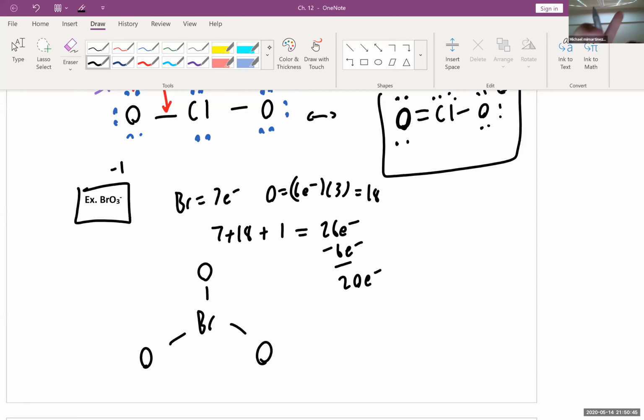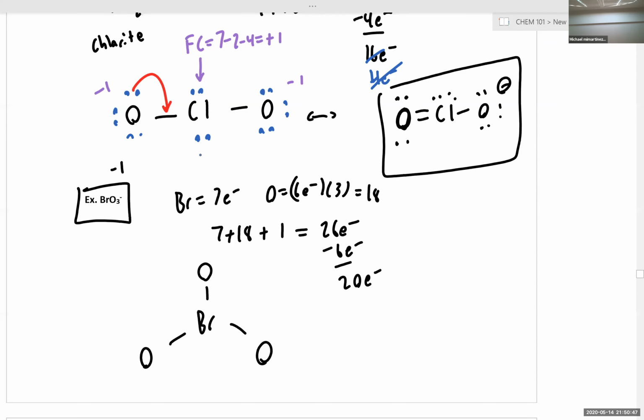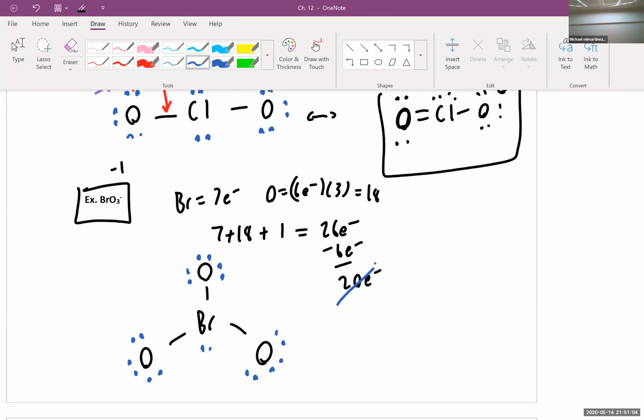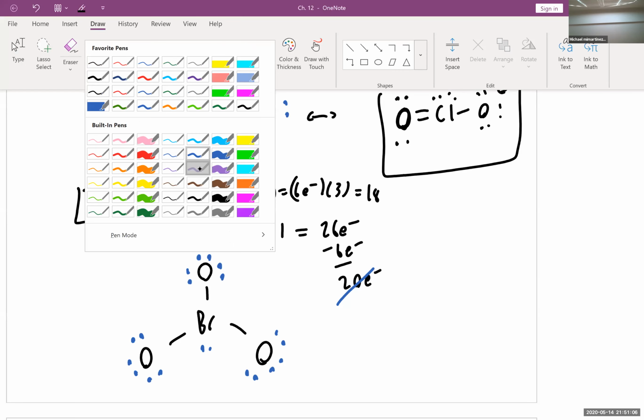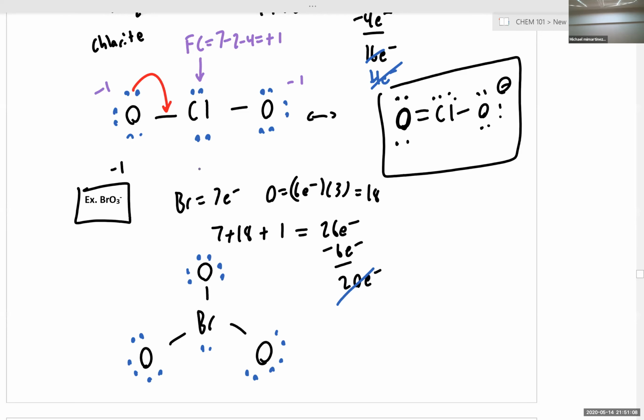Where do we place our lone pairs first? Oxygen. So we have 2, 4, 6, 8, 10, 12, 14, 16, 18, and the last 2 go on bromine. So we've blown through all of our electrons. Is this structure perfect? Is this structure good? Is this structure as good as we can make it?